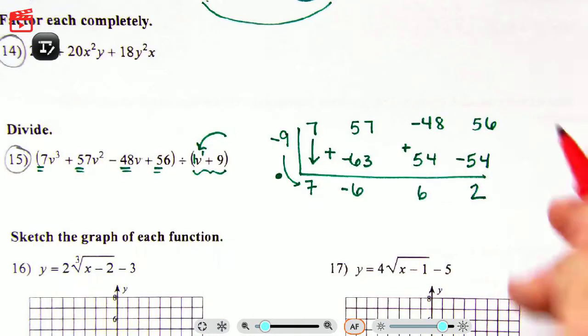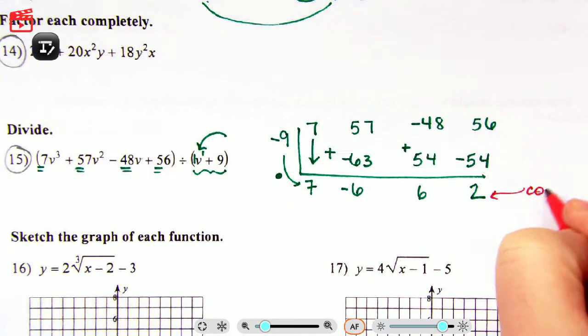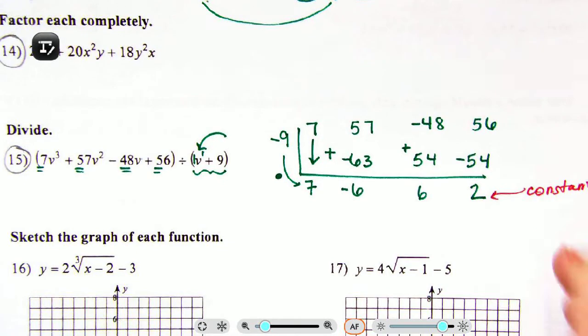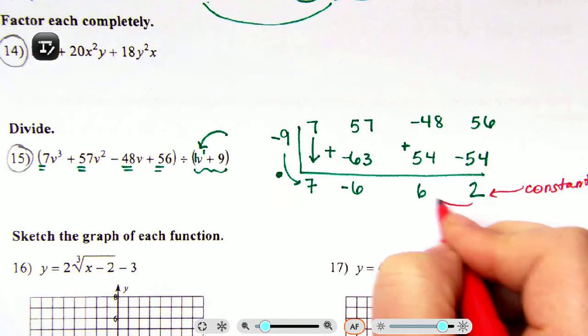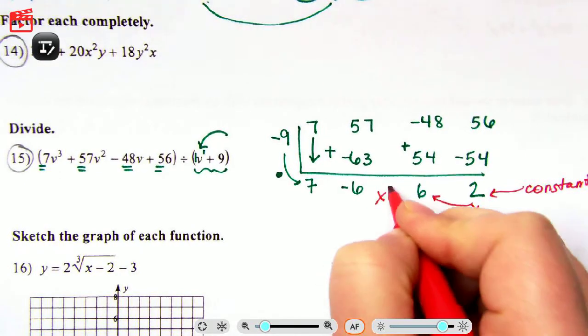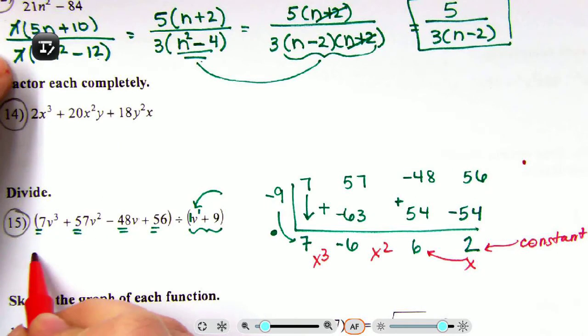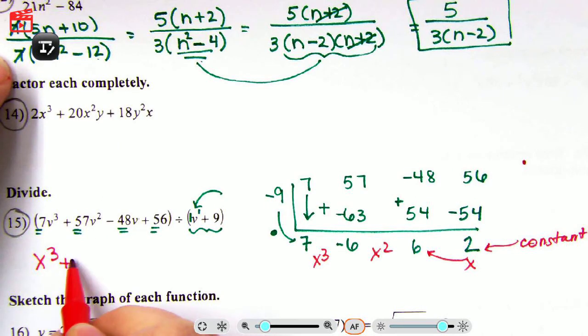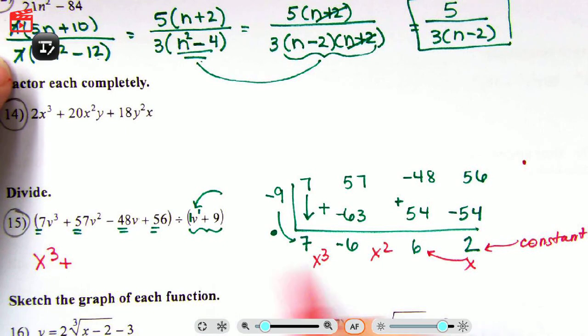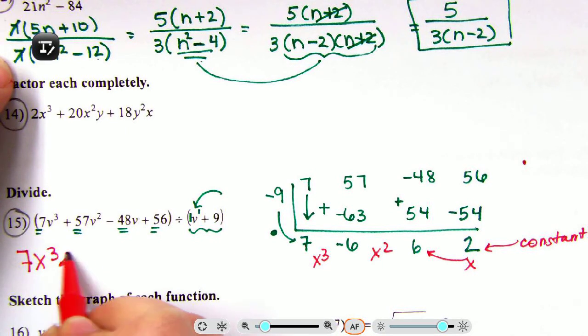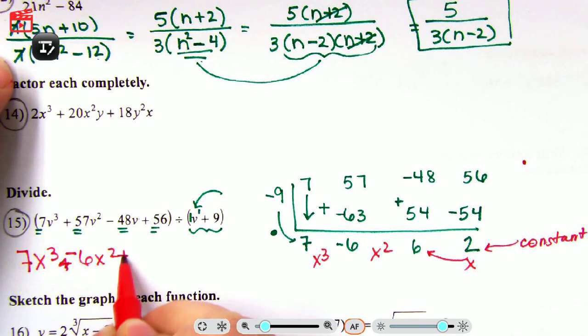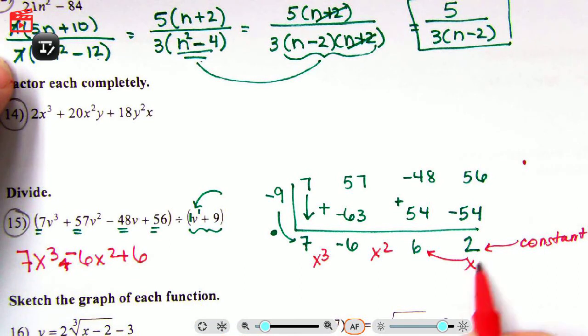Write out your answer. So this is always going to be your constant. And then work your way backwards. So this is your constant, this is your x, this is your x squared, and this is your x cubed. Then we have our answer as, I'll write it here, x cubed plus, oh, I forgot my coefficients. So this is the coefficient. So 7x cubed minus 6x squared plus 6, and then your constant, oh, back up.